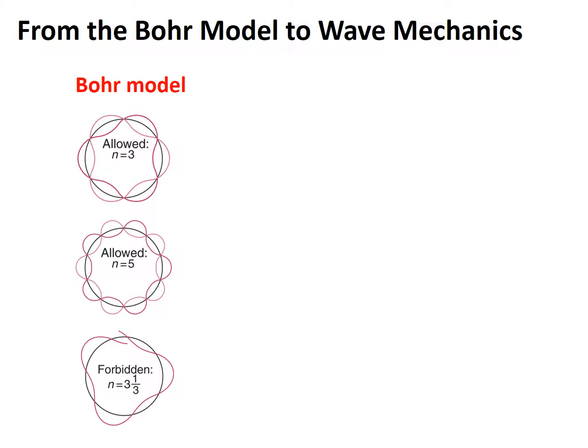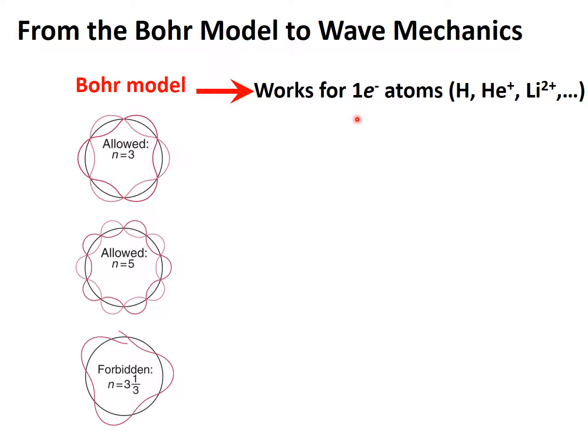Despite its successes, the Bohr model has a number of problems. Firstly, it really only works for hydrogen and other one-electron systems, such as helium +1 and lithium +2. Keep in mind that in order to use the Bohr model for the other one-electron systems, we have to use a different value of the Rydberg constant, which is specific for each particular ion.